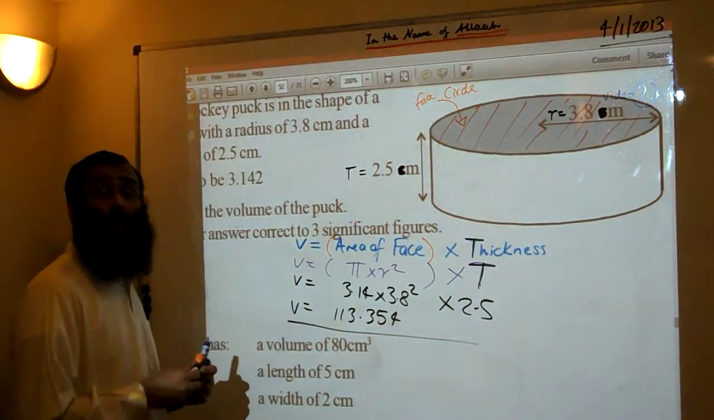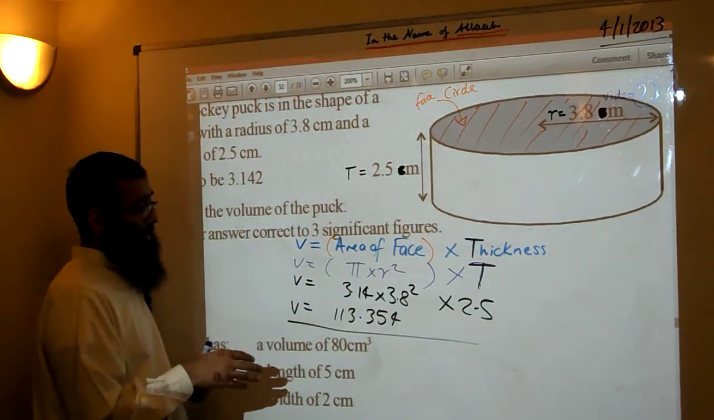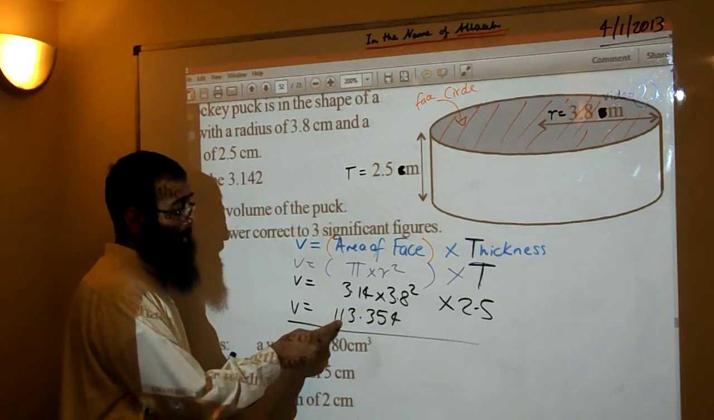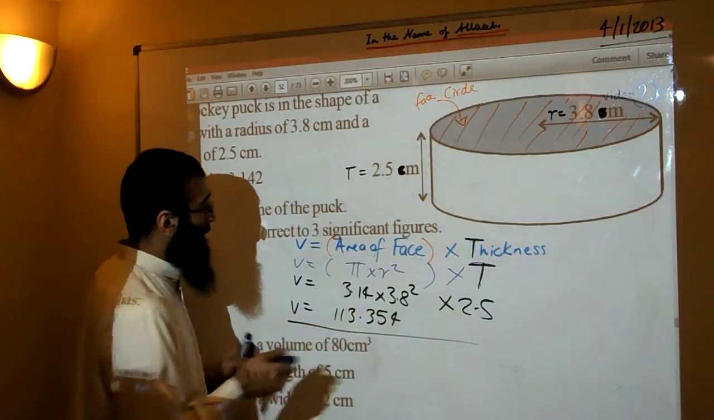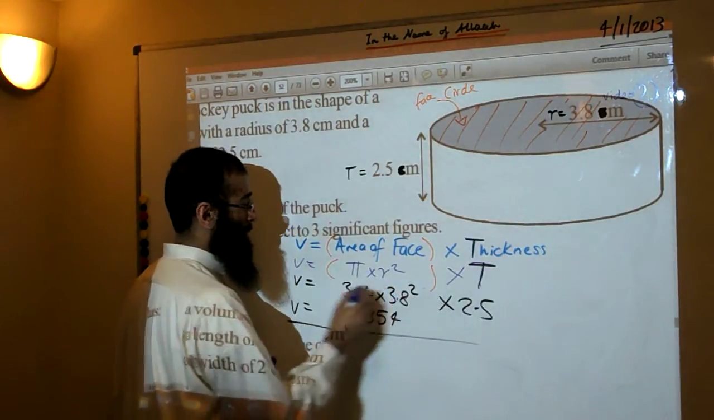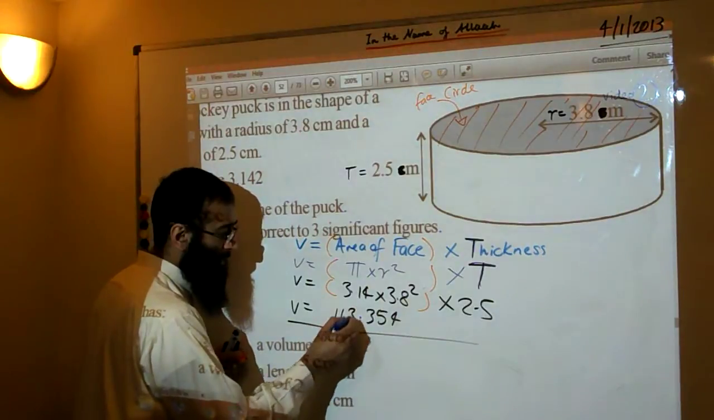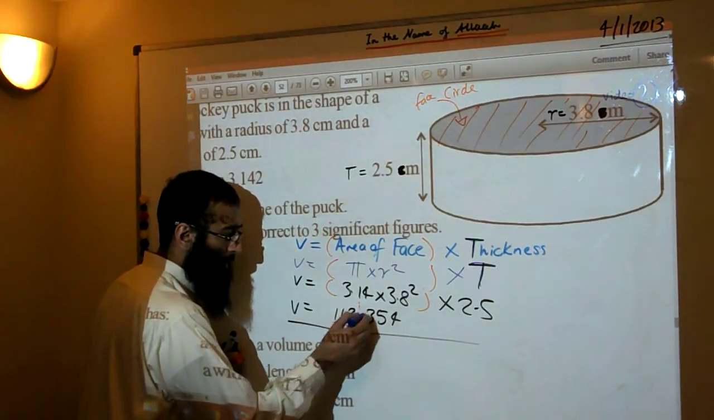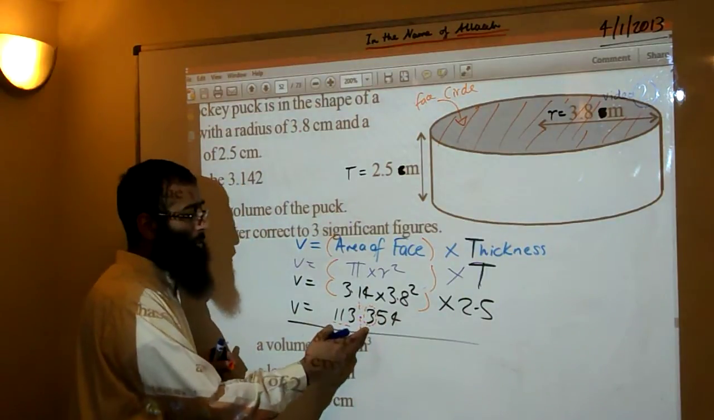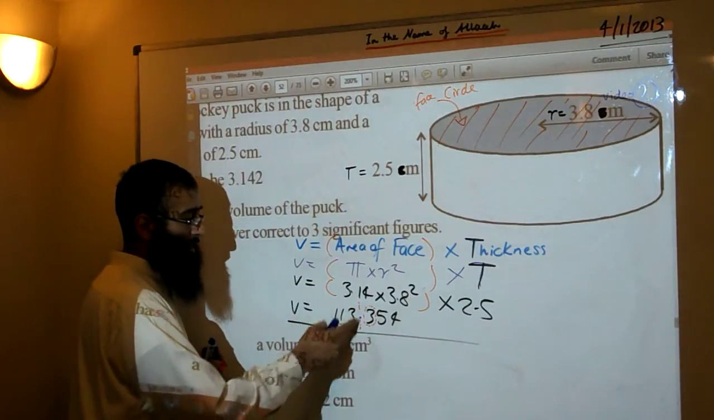Now, the question says to give the answer to 3 significant figures. That's my first significant figure, my first non-zero digit, second one, and third one. What that requires us to do is look at the digit after the third. If this one is 5 or more, we add 1. If it's less than 5, we leave it alone. So this part of the number remains.